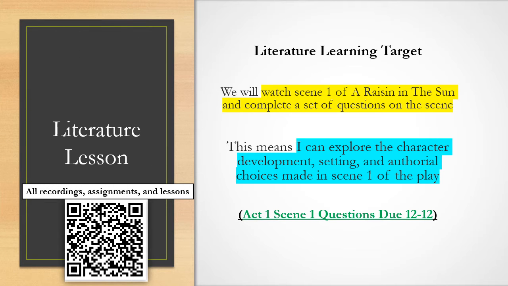Okay, so our literature learning target today is we're going to watch scene 1 of A Raisin in the Sun, and we're going to complete a set of questions on the scene. So this means we can explore the character development, the setting, and the authorial choices being made in scene 1 of the play.